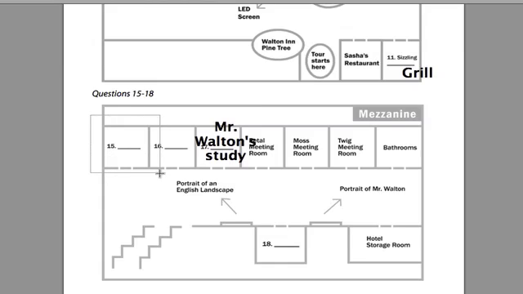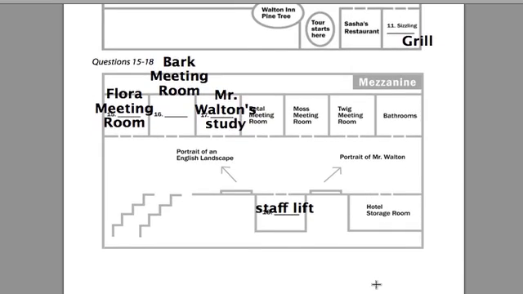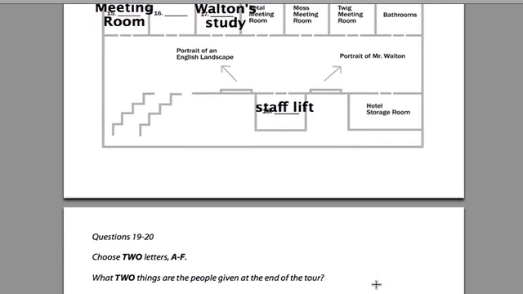The first room is the Flora meeting room. And the second is the Bark meeting room. Okay, and then they talk a bit about the portrait of Mr. Walton. I do not believe they mentioned the portrait of an English landscape, nor do they mention the bathrooms, nor do they mention the hotel storage room. So a bit too much information in this diagram. Here we have the staff lift. And he says that everyone will get a key card for the staff lift.